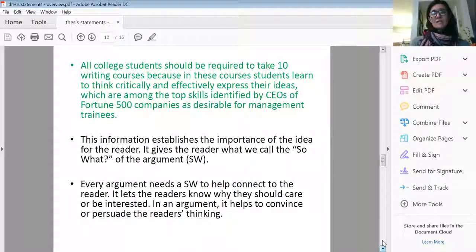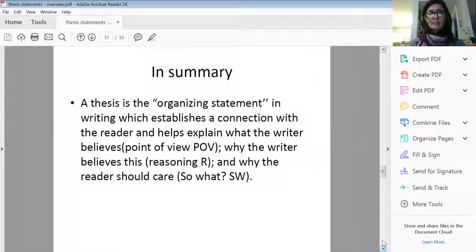So my students might be interested in getting a job and might be interested in the skills that Fortune 500 companies find desirable. So then I connect my point of view, the ideas that I'm trying to support and explain, with something that might be relevant to the reader. And again, we call this the so what.